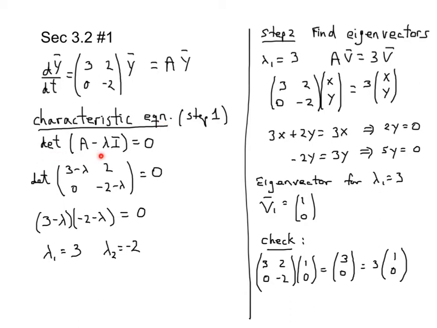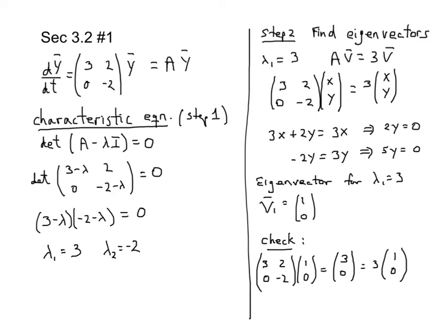Here is our characteristic equation, where lambda I is lambda times the identity matrix. Here's one matrix minus a second matrix. Here they are together. The determinant: we cross multiply this diagonal and subtract this diagonal. Since there's a 0 here, there's no contribution. Here's what our characteristic polynomial looks like. I didn't multiply it out, but here it is. And two real solutions: lambda 1 is 3, lambda 2 is minus 2.